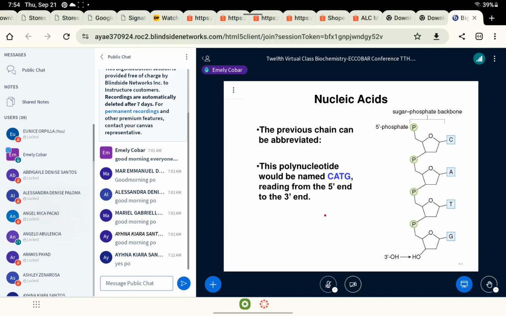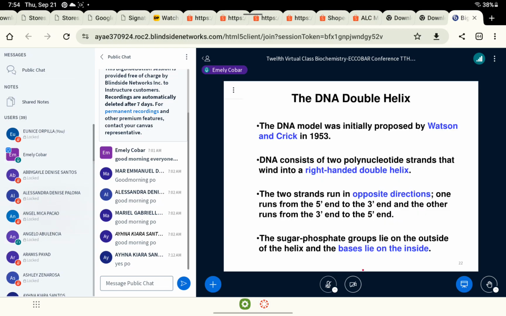So this polynucleotide would be named ATG, if we start reading from here, from the 5' end to the 3' end. So that's how we read. That's how we give the name of the polynucleotide. We start from the 5' end to the 3' end.